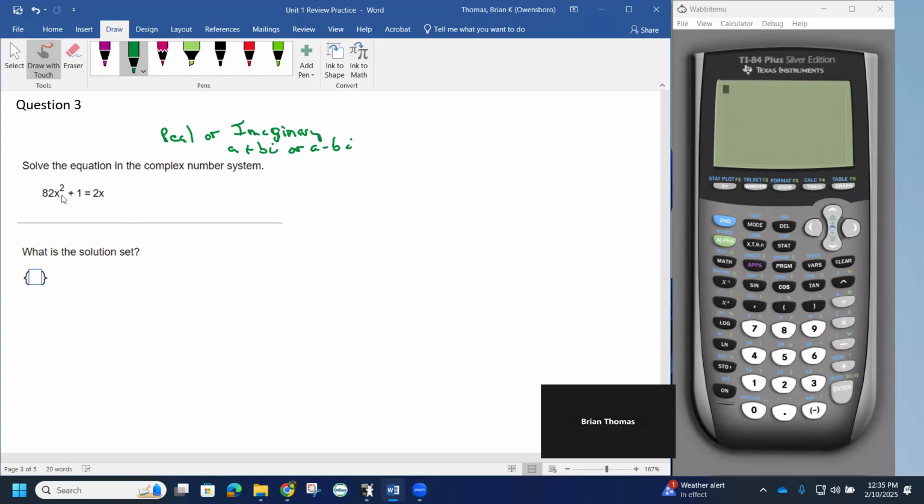Now, since it's a degree 2 equation, we can set this equal to 0. So this is going to rewrite as 82x squared, the 2x comes over as a minus 2x, plus 1 is equal to 0. Now, if it's factorable, the 82 times 1, which is 82, has to add up to this negative 2. So the question is, what are the factors of 82 that add up to a negative 2? If that's possible, then this is factorable.